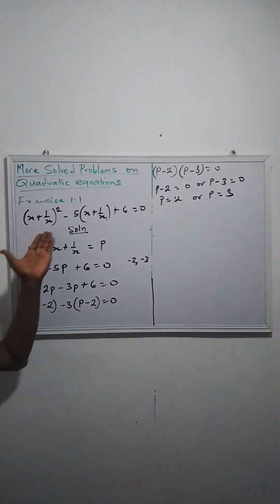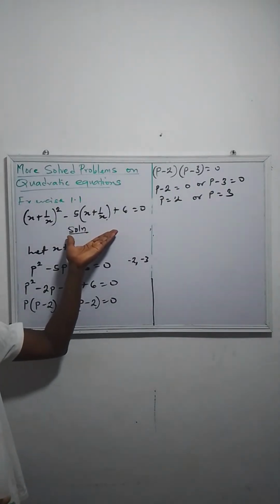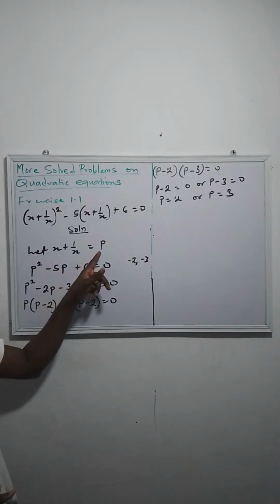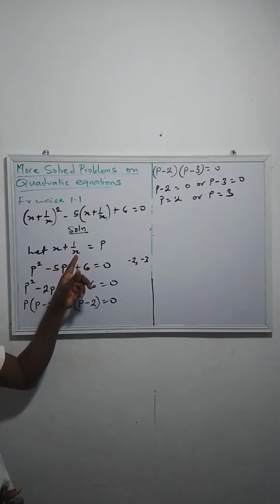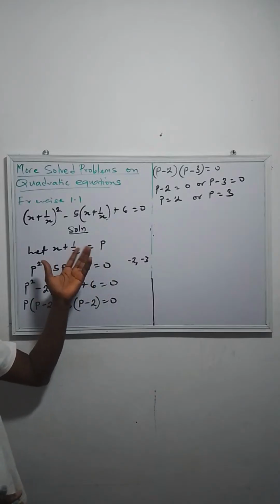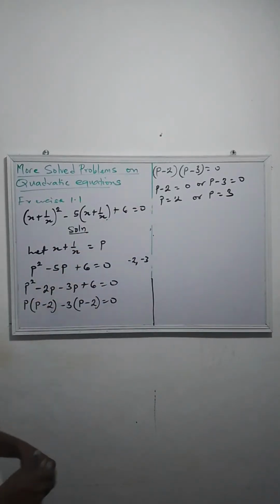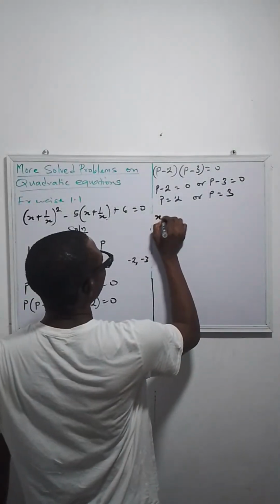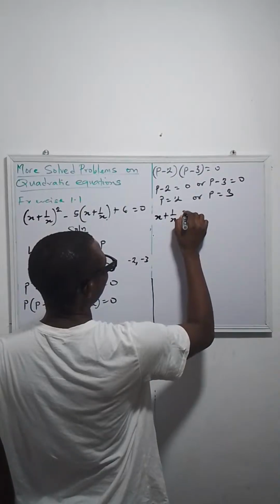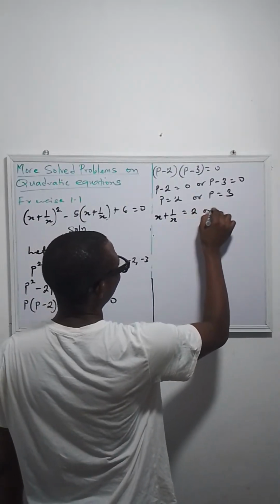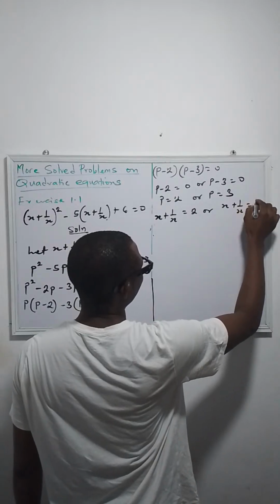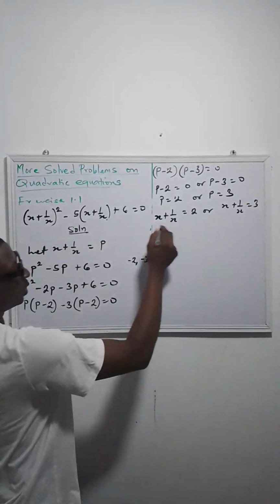We are not asked to find p in the question. We have to solve for x because the equation is in terms of x. But don't forget we made an assumption that x plus 1 over x equals p. So let us incorporate this back here. That means we have x plus 1 over x equals 2, or x plus 1 over x equals 3. Now let's work with this.